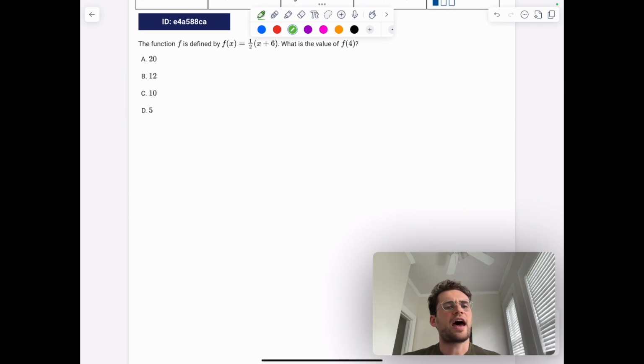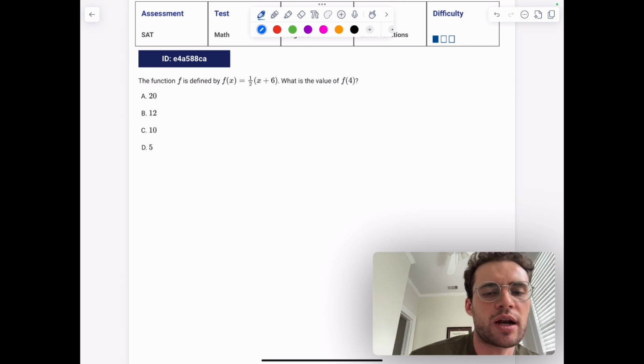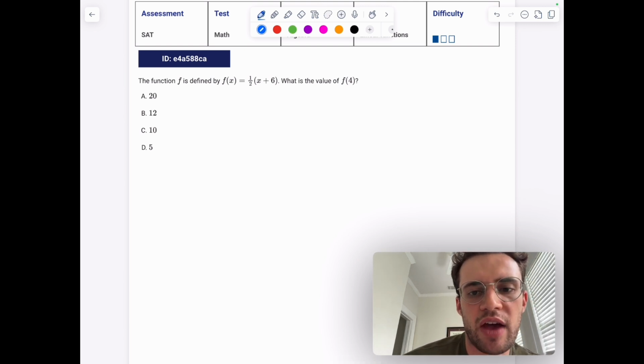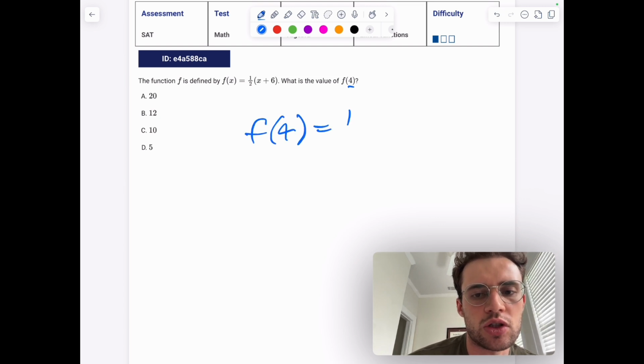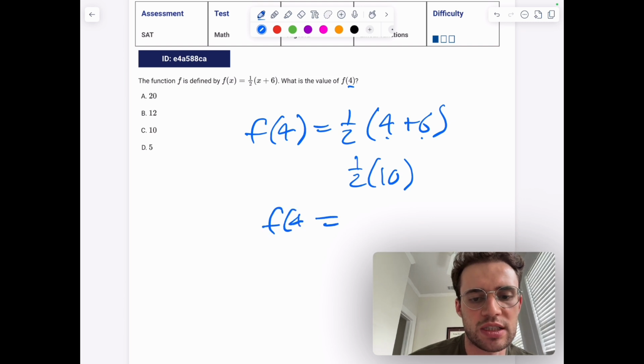The function f is defined by f of x equals 1/2 times the quantity x plus 6. What is the value of f of 4? So we just put in 4 for x. f of 4 is equal to 1/2 times 4 plus 6. You don't even have to distribute the 1/2 because we just add 4 plus 6, which is 10. 1/2 times 10 gives us that f of 4 is equal to 5.